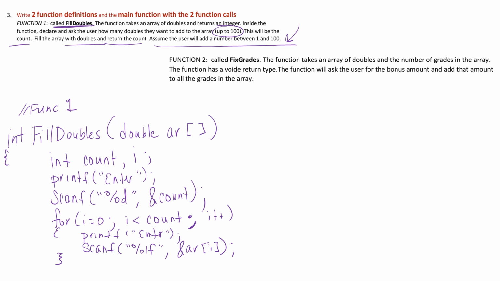And then we need to return the count. And the count is an integer. So it's going to match the return type of our function, which is an integer, and that is function number 1. Now let's take a look at function number 2.